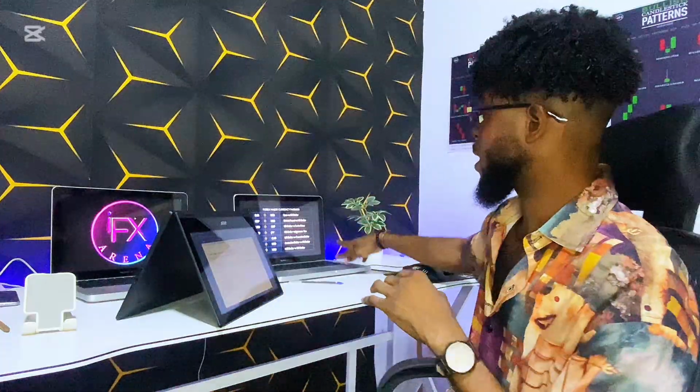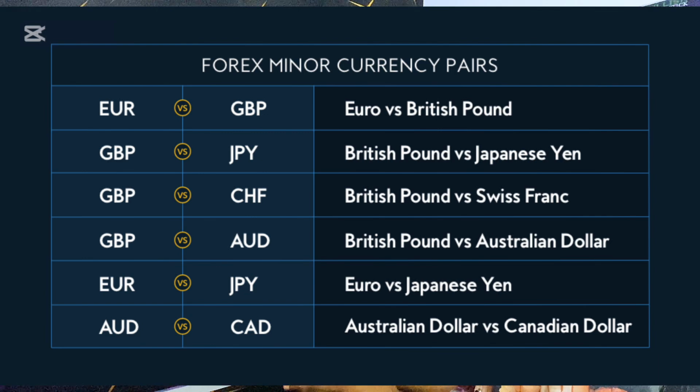Besides major currency pairs, there are also minor currency pairs. Minor currency pairs are currencies traded among themselves, but they do not have the dollar among them. For example, euro versus the Great British Pound, the Great British Pound versus the Japanese yen, which is GBP versus JPY, GBP versus CHF, GBP versus AUD, euro versus the Japanese yen, and AUD versus CAD, which is the Canadian dollar. These are the minor currency pairs.